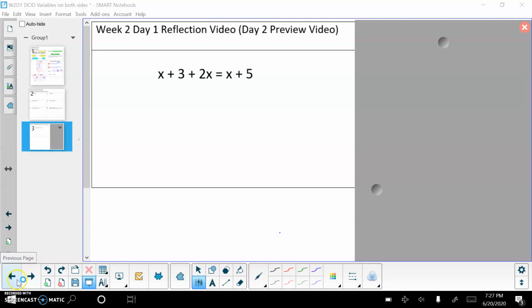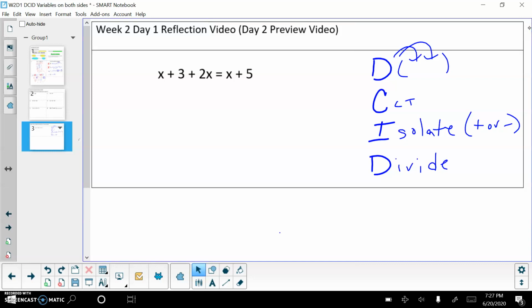Hello, this is our week 2 day 1 reflection video, and it's also the preview of what y'all are going to be looking at tomorrow for day 2 of the boot camp. So we're going to be solving slightly more complicated equations that look like this one, and we are still using the DCID method that we used before. Distribute, combine like terms, isolate with addition or subtraction, and then divide.